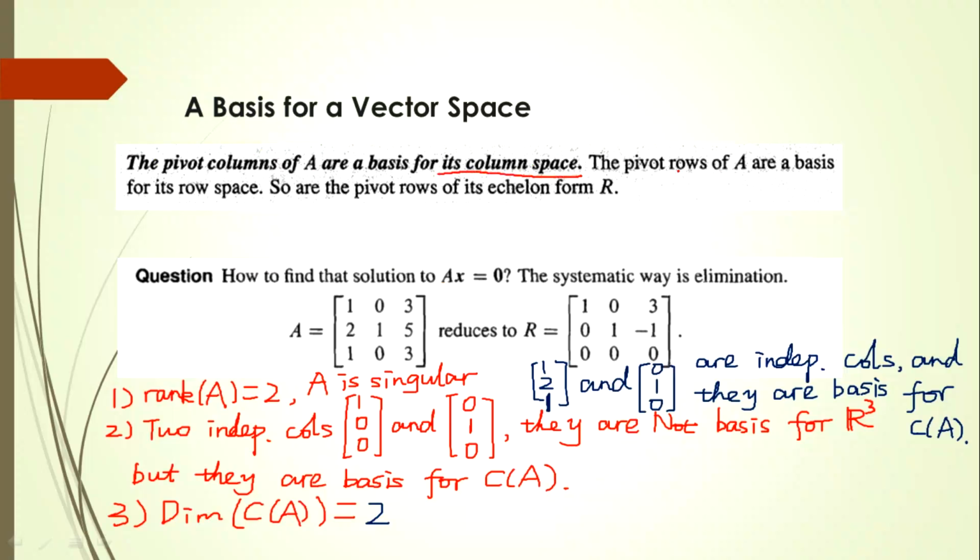And it's the same for the rows. Pivot rows give the basis for its row space. And it's the same on its echelon form R, right? So those first 2 columns are independent columns. They are a basis for the column space of A. So it's the same for the first 2 columns in A. They are equivalent. Any questions so far?